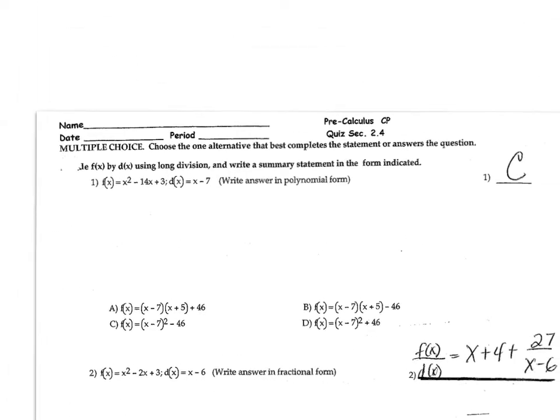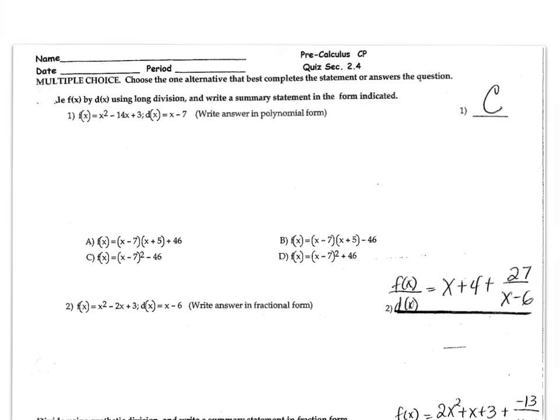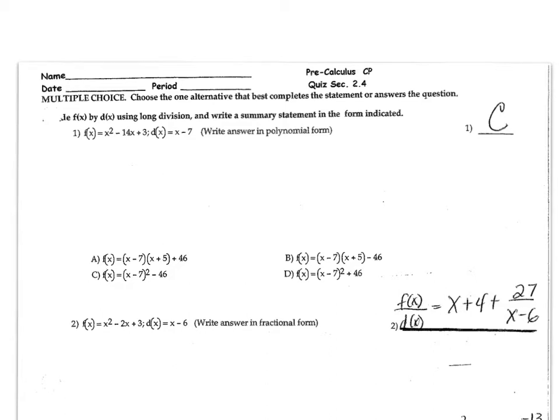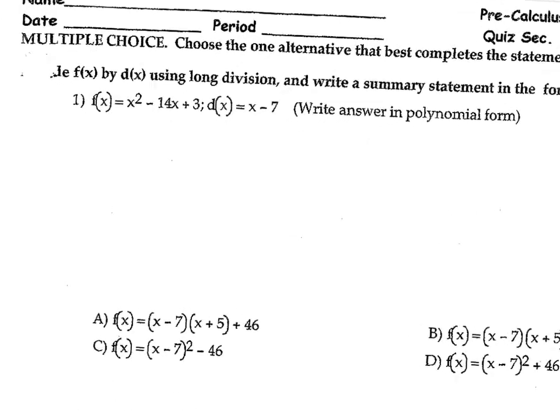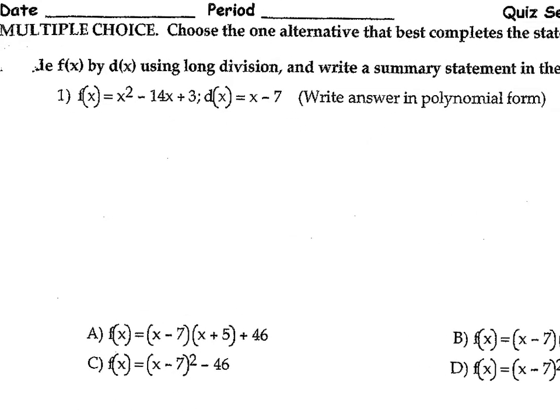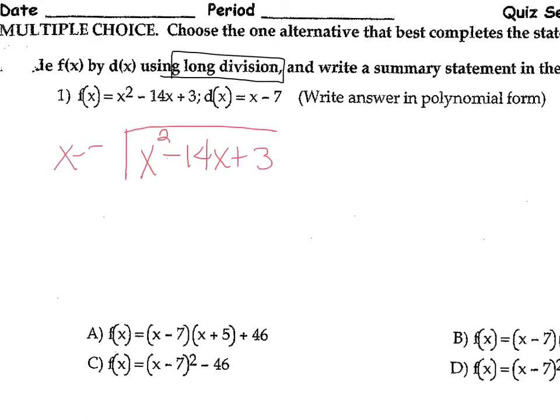So on this quiz, any questions about problem number 1? Everybody okay with number 1? So you want me to go over number 1? Okay, so let me go over number 1 first. In problem number 1, what you need to do is use long division. So here we have x squared minus 14x plus 3 divided by x minus 7.